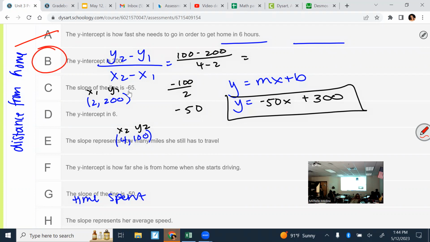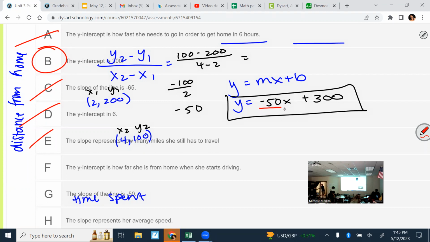C is the slope negative 65. So then don't take that one. Is the y-intercept 6? Don't take that one. The slope represents how many miles she still has to travel. All right, no. The slope is how much it's changing by, and it doesn't really specify that it's hours on this one, but let's assume it's hours. That's how much her distance is decreasing by each hour. So minus 50.